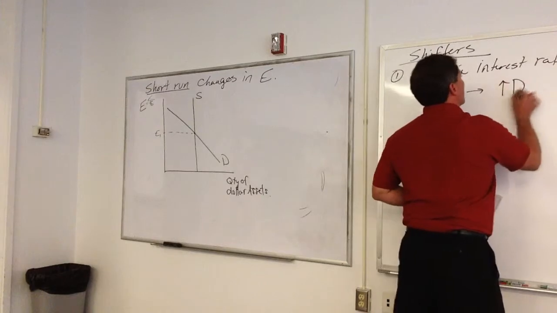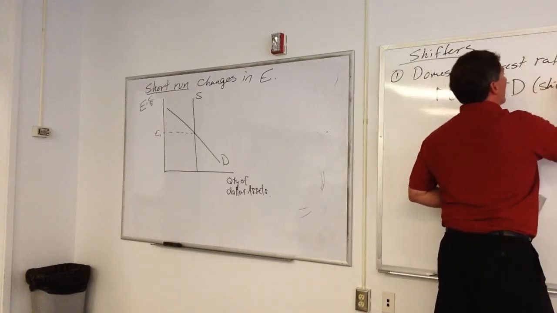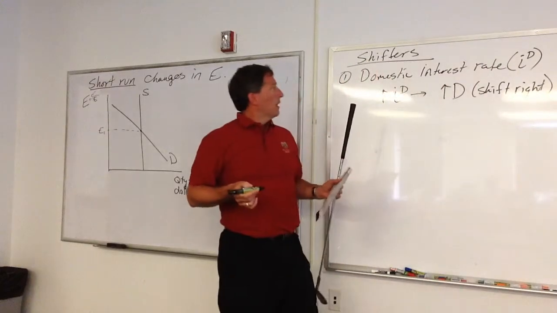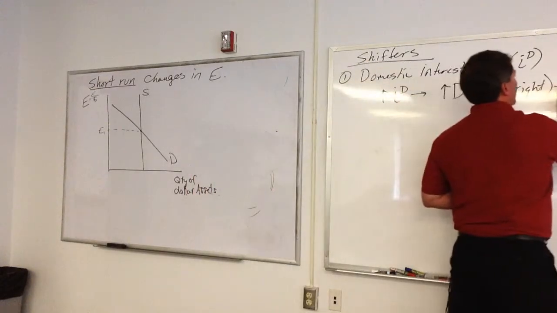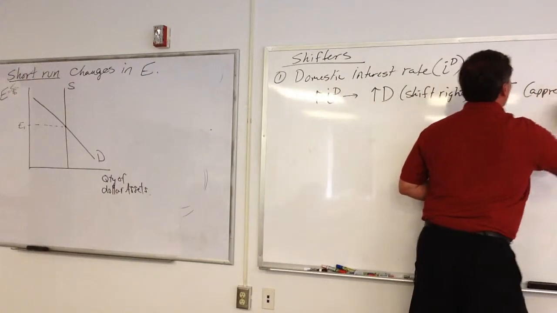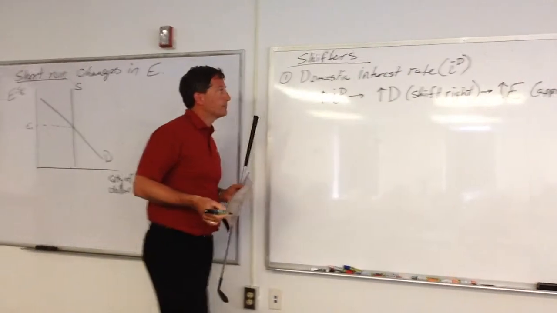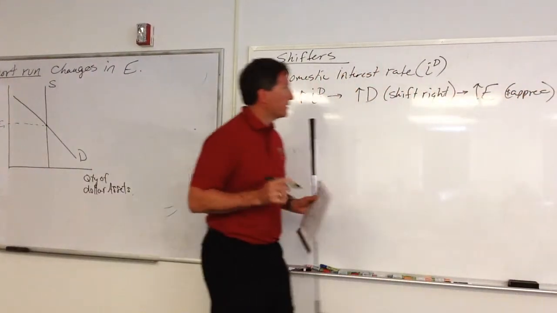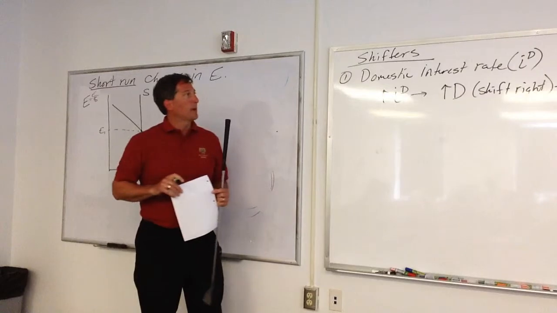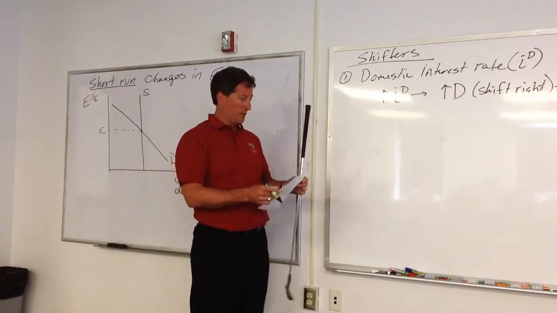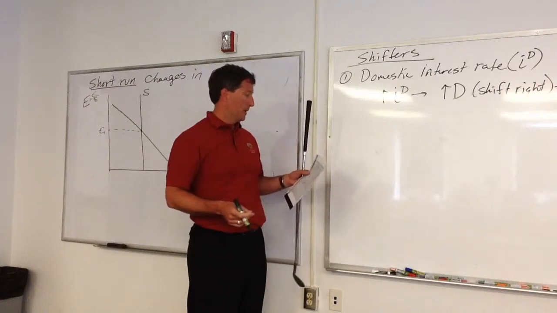So an increase in demand, this will be a shift to the right, as always, in my class anyway. A shift to the right, which leads to appreciation of the dollar, or dollar appreciation. Maybe I'll sneak a little dollar sign in there. Up arrow on the E is dollar appreciation. That's in your notes from last time when we kind of worked through that a little more carefully.